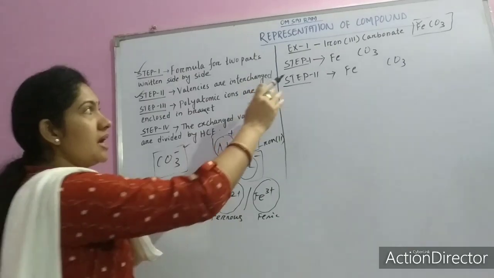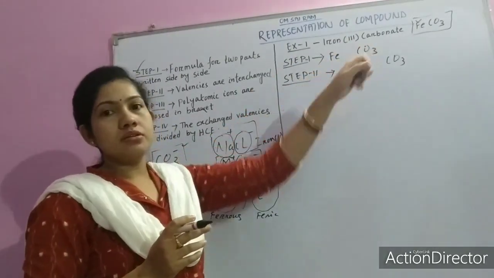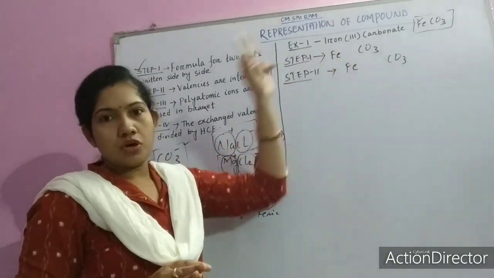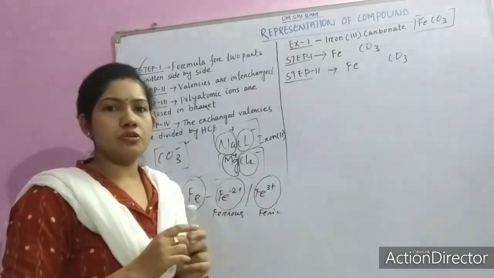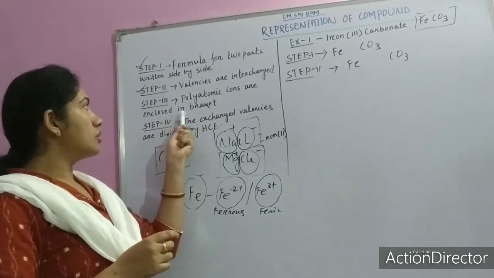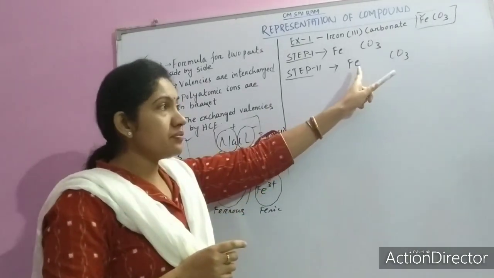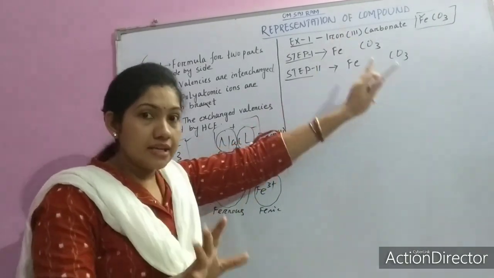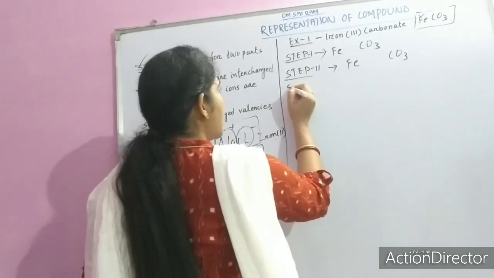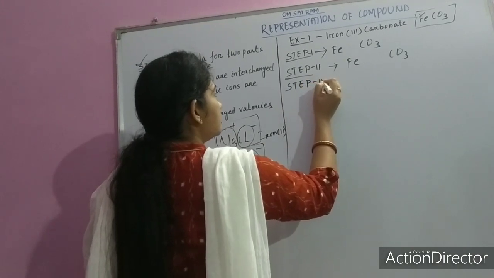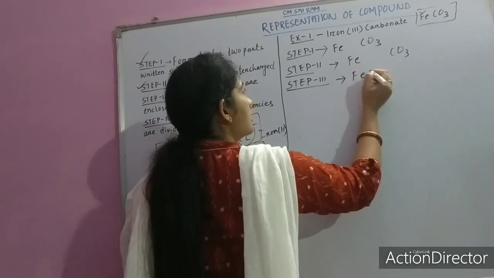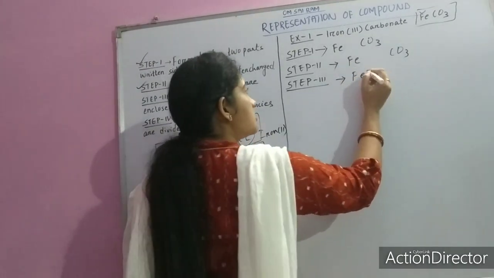So here, while deriving, you need not write the charge. You need not give the charge of the element or its polyatomic ion. So here in the third step, what is written? Polyatomic ions are enclosed in brackets. Means if we get a polyatomic ion and we are writing the valency, then we will enclose it in brackets. So here we can write it. Step 3, Fe, we need not enclose it in brackets because it is not a polyatomic ion.